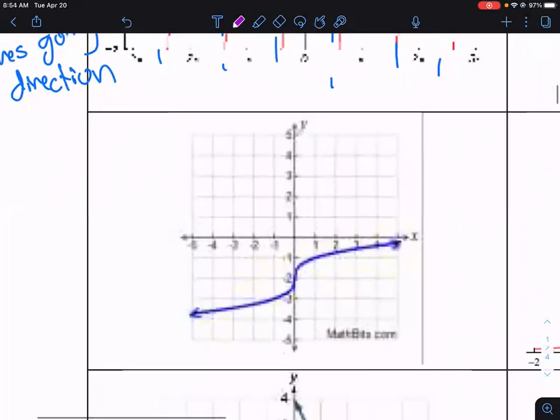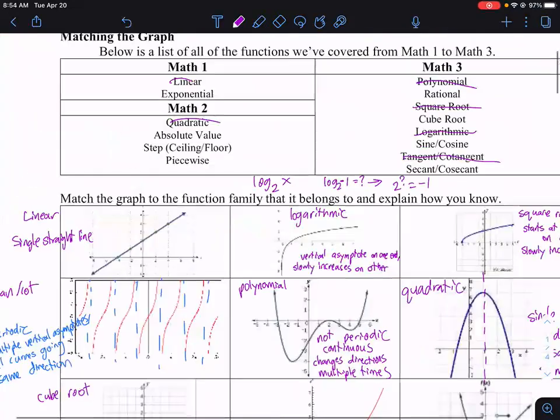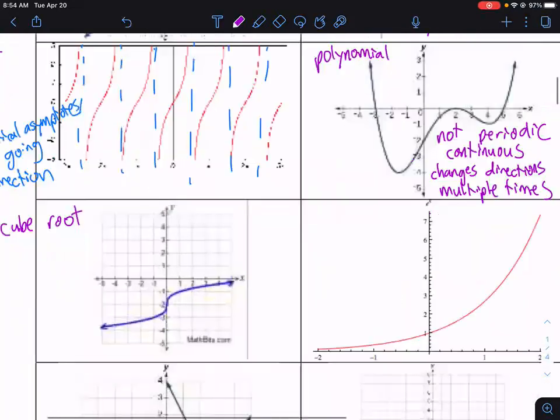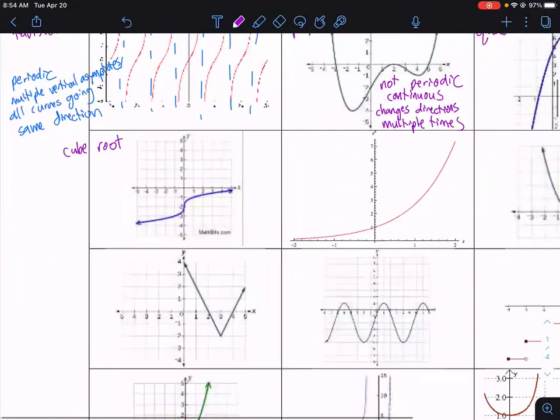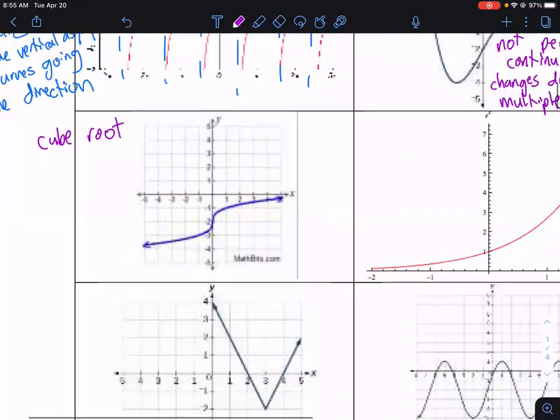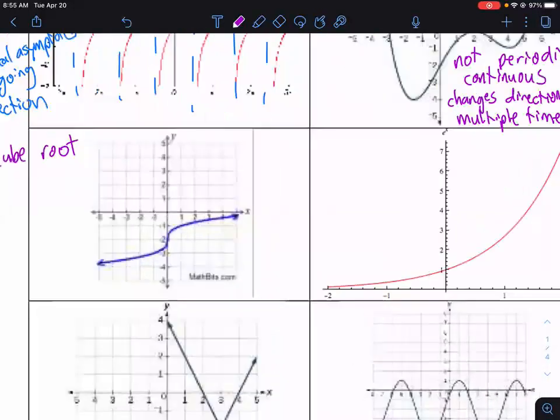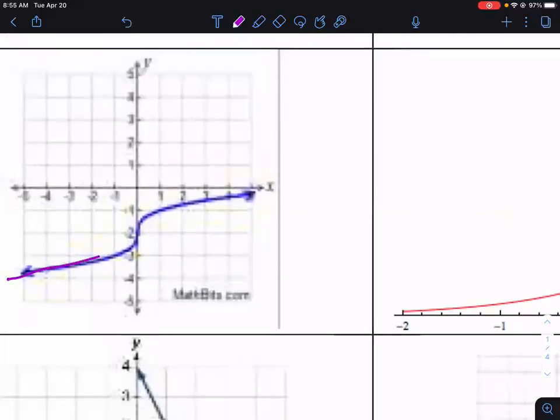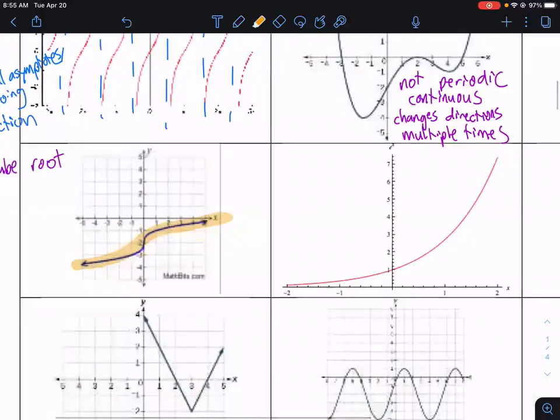Okay, moving on. This one would be our cube root function. First of all, we notice it's curved, right? It's not straight lines. And then it never changes directions, right? It's increasing the whole time. It does have this sort of wiggle in the middle, but from the left, you're still going upward the whole time. Right, but that also describes this one, right? This is a continuous curve that's going upward the whole time. So we need a way of telling them apart.